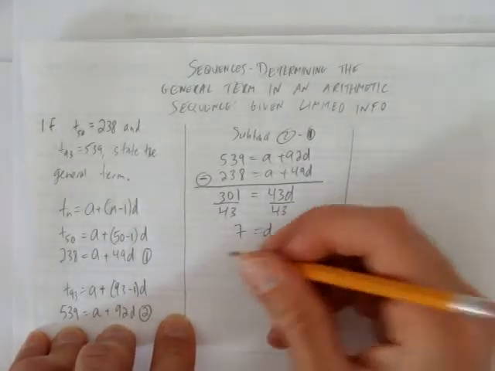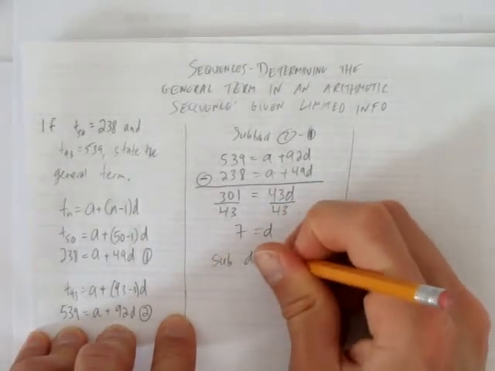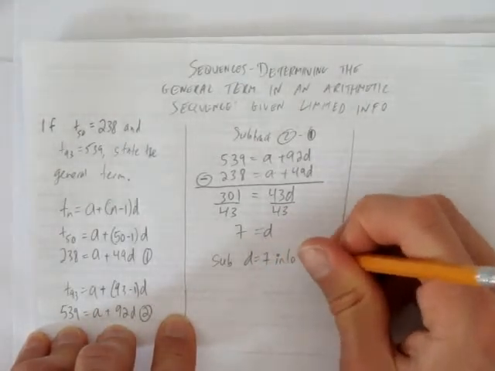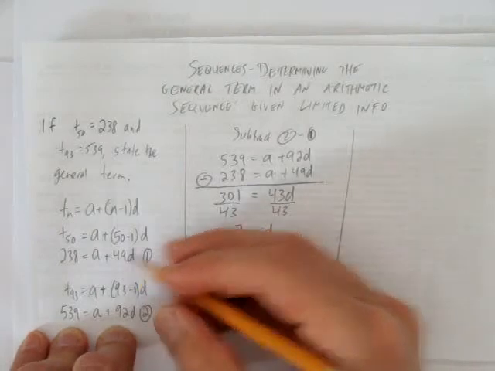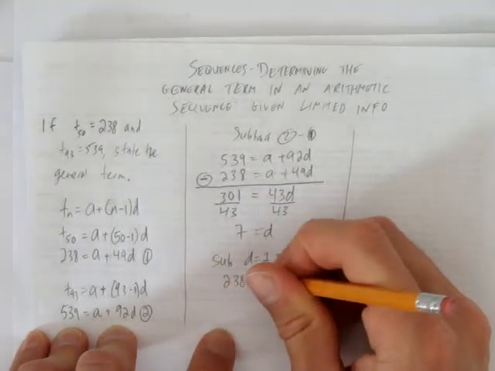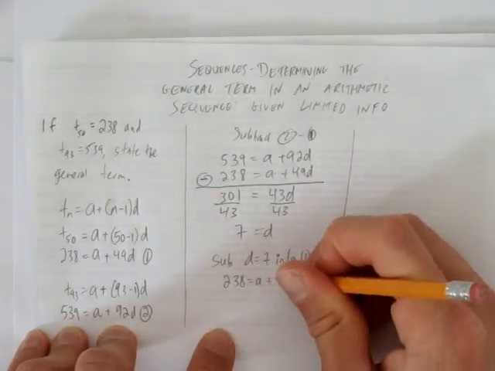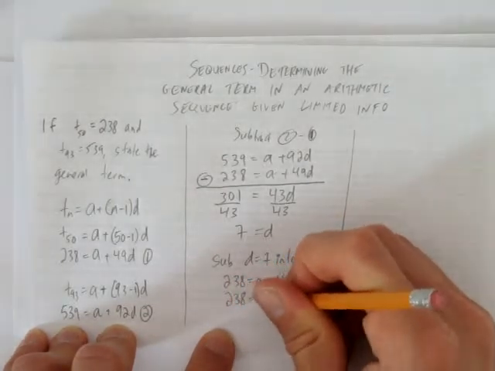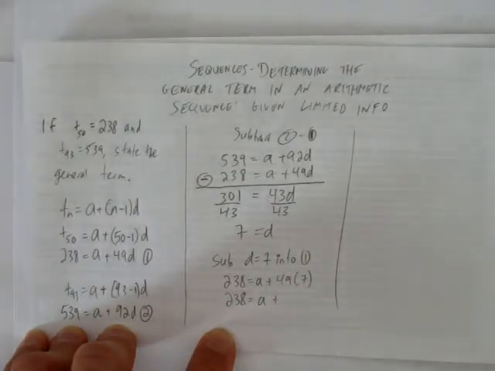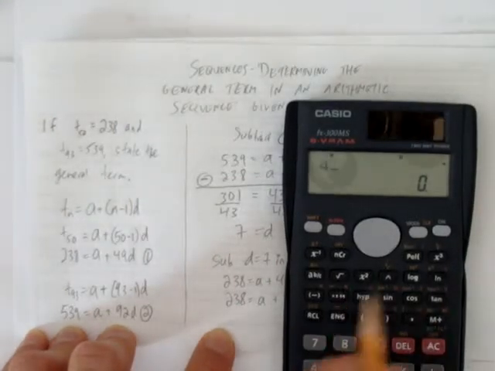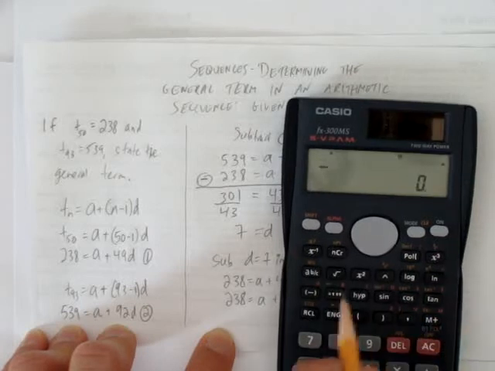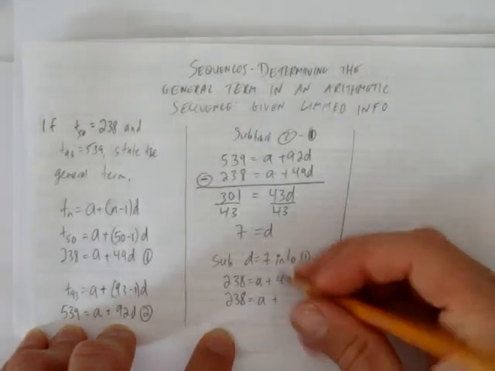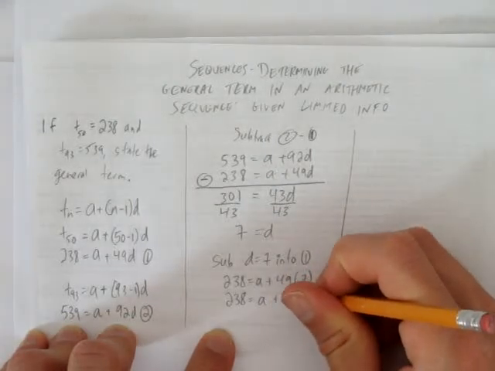I know d. I can then sub d equals 7 into one of the other equations. Doesn't matter which one. I'll pick equation 1. So here's my equation 1. 238 equals a plus 49 times d, but I know what d is now. It's 7. So 238 equals a plus 49 times 7. Oh, typed that wrong. 49 times 7 shouldn't give me a syntax error. It gives me 343.